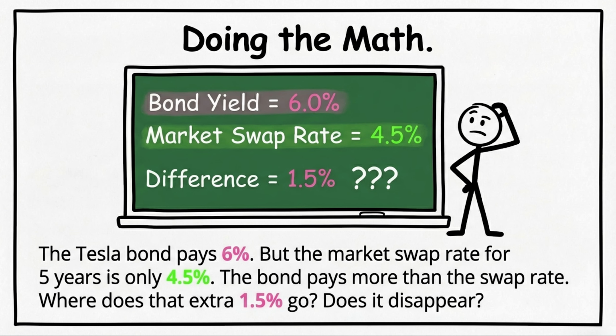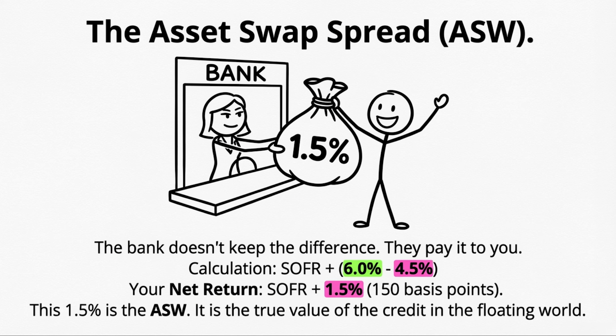Wait, where did that 1.5% come from? This is the most important number in the lecture. This is called the asset swap spread, ASW. The bank looks at the Tesla bond and says, okay, this bond yields 6%. The current market swap rate for 5 years is only 4.5%. There is a difference of 1.5%. Instead of the bank keeping that difference, they pay it to you. So, your net return is SOFR plus 150 basis points. You have effectively transformed a fixed 6% Tesla bond into a floating Tesla bond paying SOFR plus 1.5%.